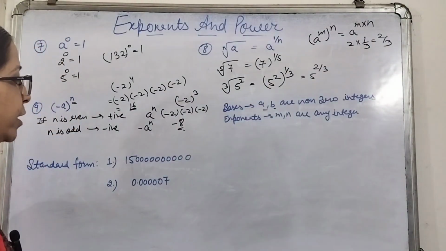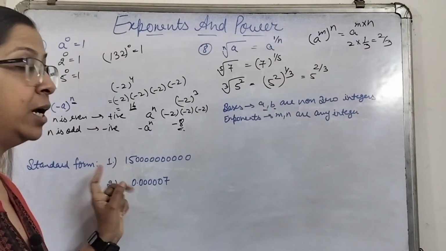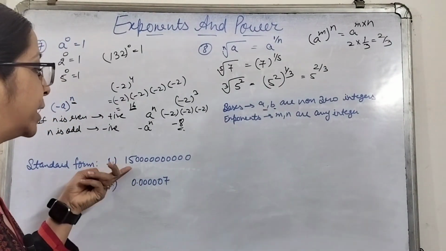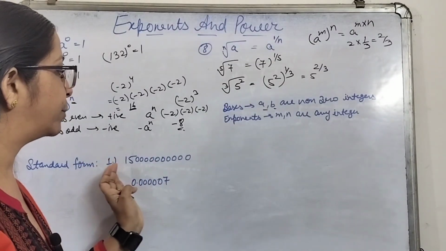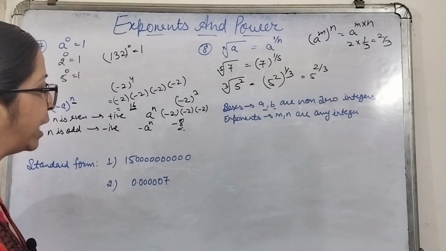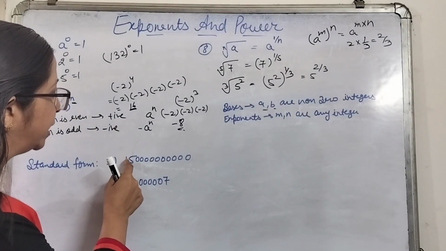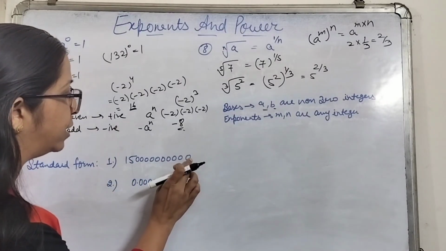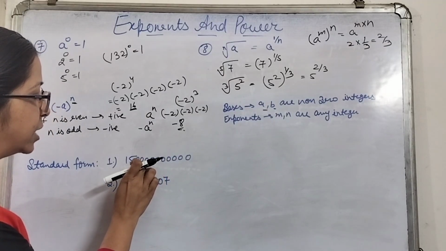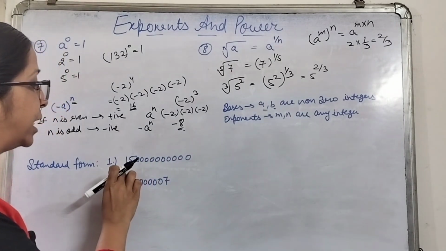In standard form, only one digit we take before the decimal. The rest of the digits will come after the decimal. Only one whole part will be taken. So how can we write this? Where do we have to place the decimal? After 1 we need to place the decimal. So how many digits will be there after that 1? 1 2 3 4 5 6 7 8 9 10 zeros are there, and 15 is also there. So 11 digits are there after 1.